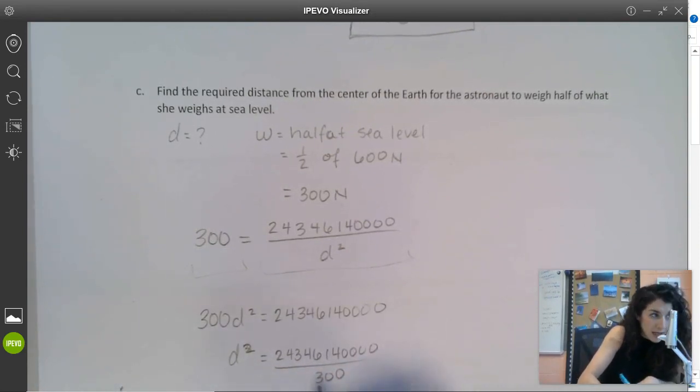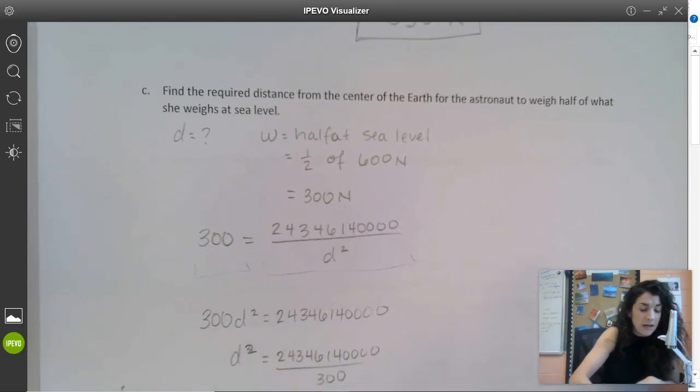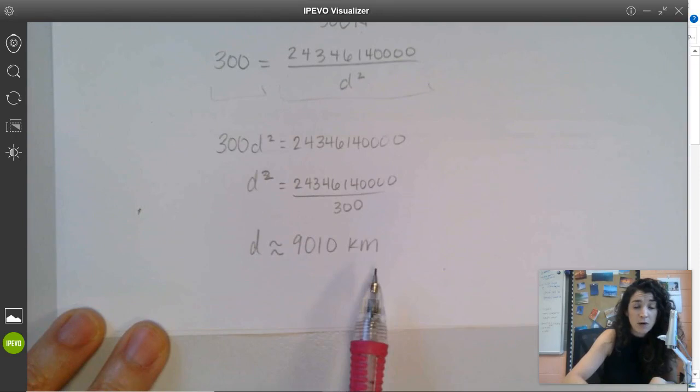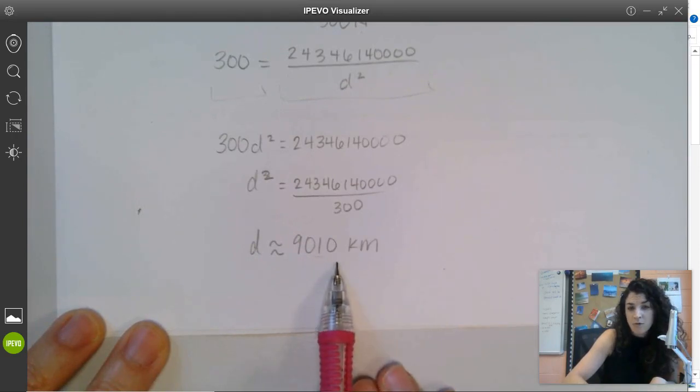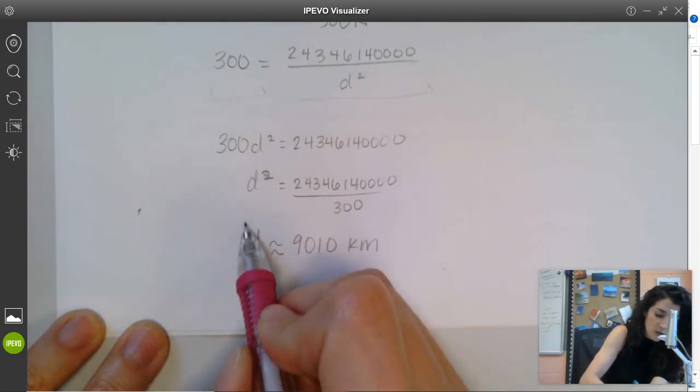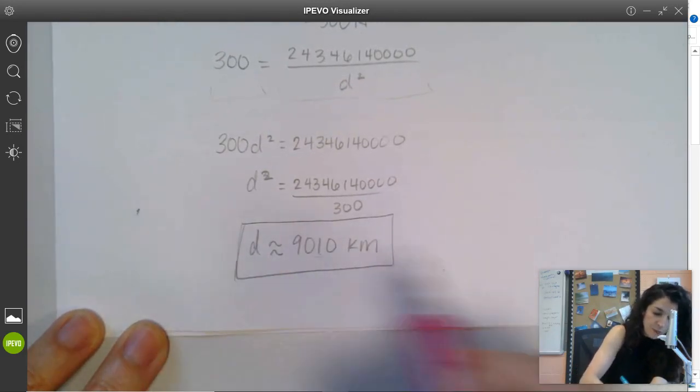And we get approximately, to 3 significant figures, 9,010 kilometers, right? It was 9,008.54, which means that this guy would round up to a 1, and that's 1, 2, 3 significant figures.